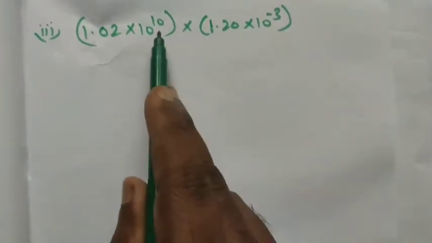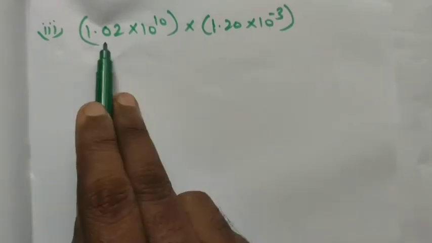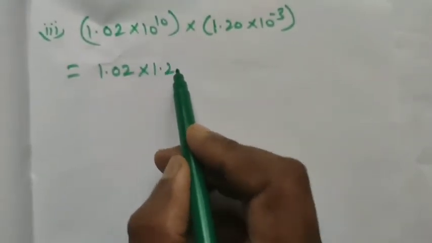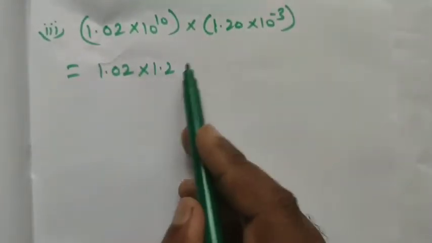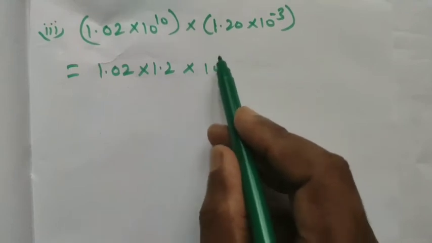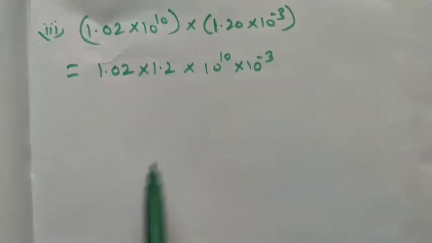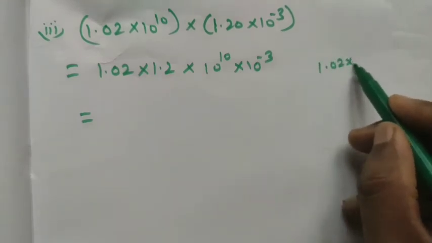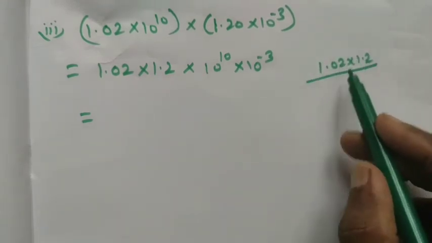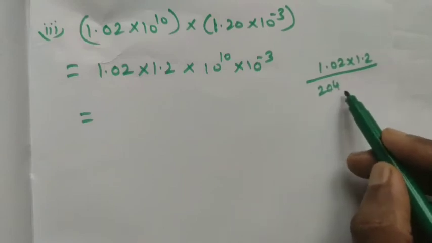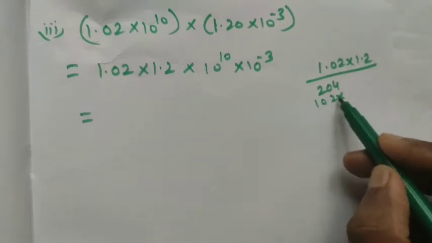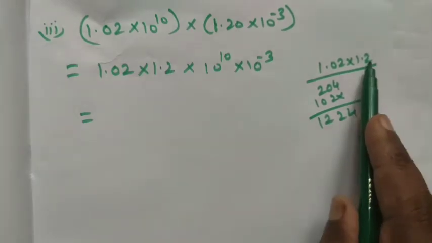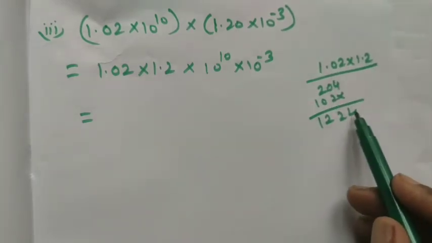Here we don't need to check whether the powers are equal or not equal. Here we are only multiplying. So we just multiply 1.02 into 1.2. 1.20 is nothing but 1.2, and then 10 to the power of 10 into 10 to the power of minus 3. If you multiply these two terms, 1.02 into 1.2, 2 into this number is 204, and then 1 into this number is 102, then 4, 2, 2, 1. Here we have 1, here we have 2, total 3 decimals: 1, 2, 3.